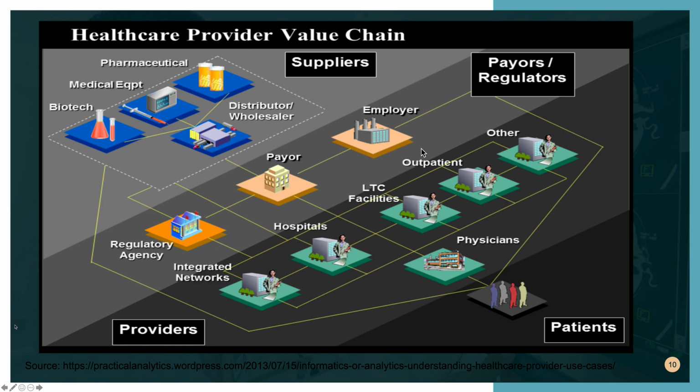Here we have the patient who visits a physician. They either become outpatient or they get hospitalized. Then they receive the treatment. While receiving the treatment, they may get support from pharmaceuticals, medical equipment, biotech. They have distributors who will be giving it to the hospitals, and through that it will be finally delivered to the patient on the requirement basis. And they may be covered by different payers and the employers. So this is the overall value chain, how it looks like. The source for this is mentioned here if you would like to read more.